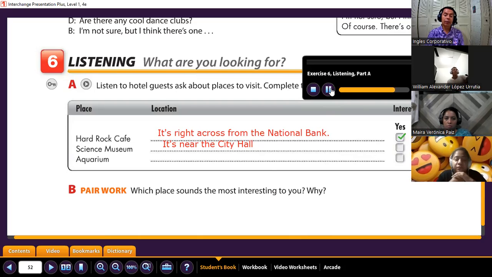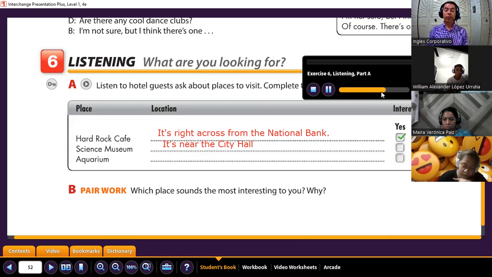Next question. Is there an aquarium in the city? Yes, there's a very good one. It's only about 6 blocks from here. It's in the park, next to the train station. Oh, next to the train station. Yes, definitely visit the aquarium. Great.